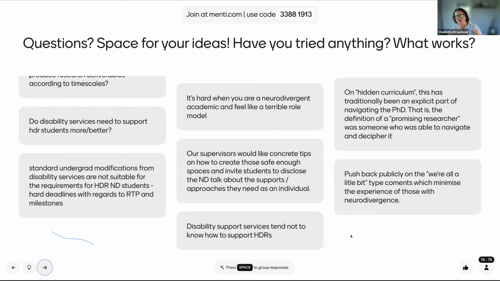100%. And I think there's a few comments that cluster around disability services needing to better support and be better at knowing how to provide appropriate supports. I think that's a really important thing. And I suspect the neurodivergent academic, you're an excellent role model. So I don't think you'll be a terrible role model at all.